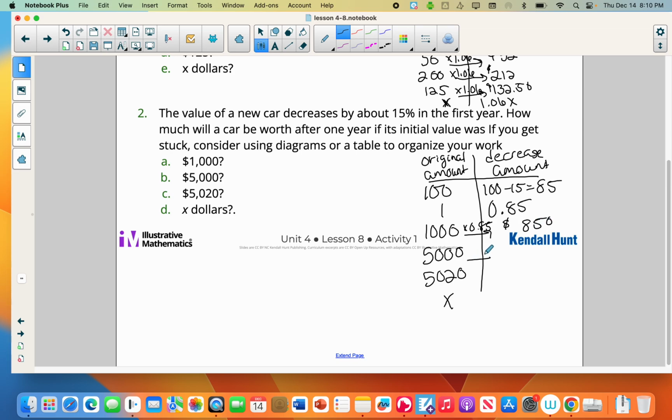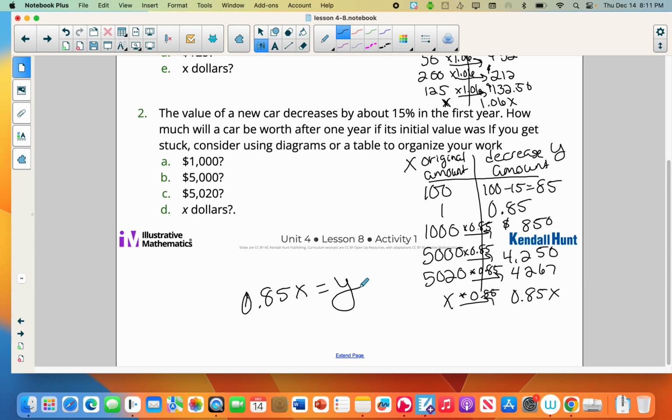The $5,000 car now becomes $4,250. And the $5,020 car becomes $4,267. And for any original amount of my car, x, my new value is going to be 85/100ths x, which means if x is the original amount and y is the decreased amount, 0.85x equals y is my equation.